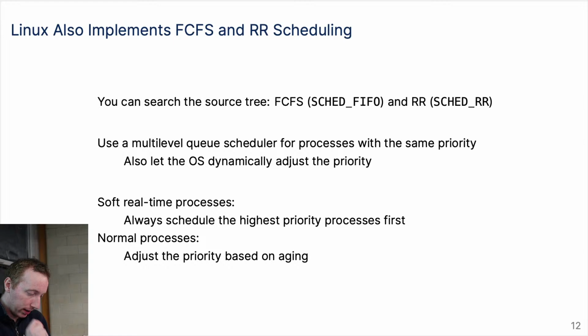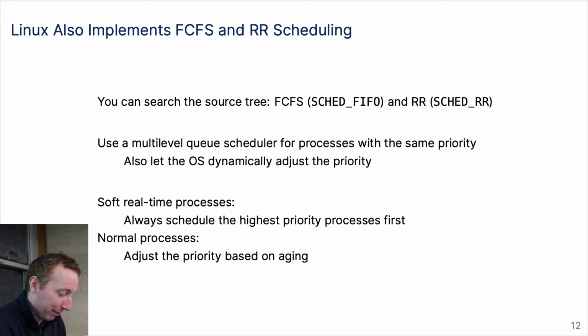What they do is use a multi-level queue scheduler for processes with the same priority if they're soft real-time tasks. It will always do tasks of a higher priority before doing a lower priority task, and it would use first come, first serve or round robin as you see fit. And then that would also do what we said before, where to avoid starving processes, the operating system can dynamically adjust the priority if a process is taking way too much time.